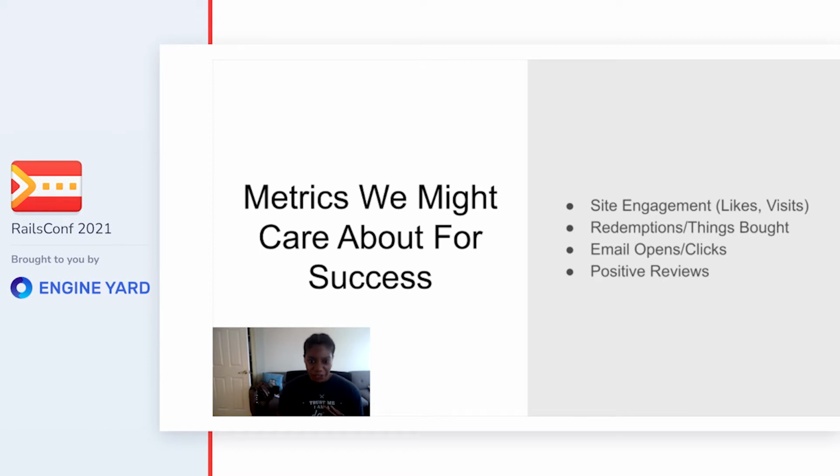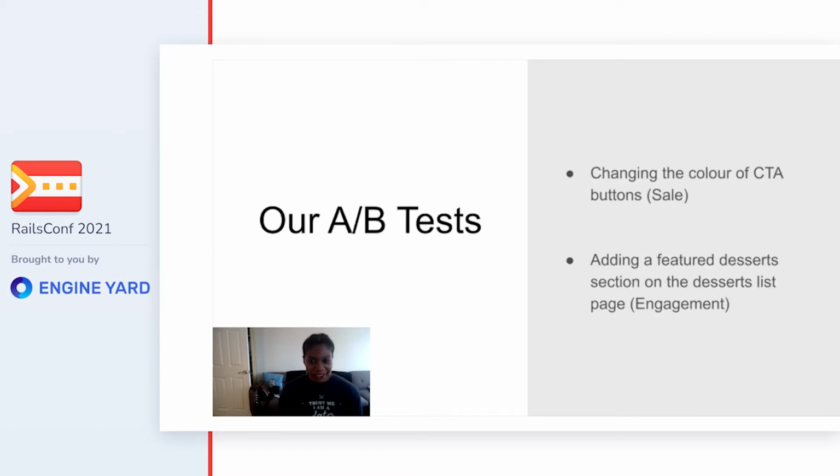So I built a quick demo app, and it's kind of like a bakery marketplace. And chefs can go there and just post desserts that they're willing to sell, and people can go and buy them. And we're going to focus on two simple A/B tests.